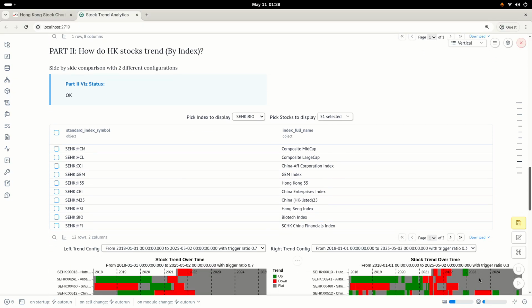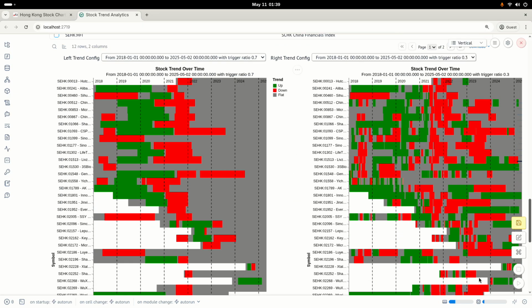So, now that we have a basic understanding of how the tool works, I have created another demo which shows the price trend of different stocks by the index they belong to. So I'm showing the biotech index here with 51 stocks, and below you see two horizontal bar charts.